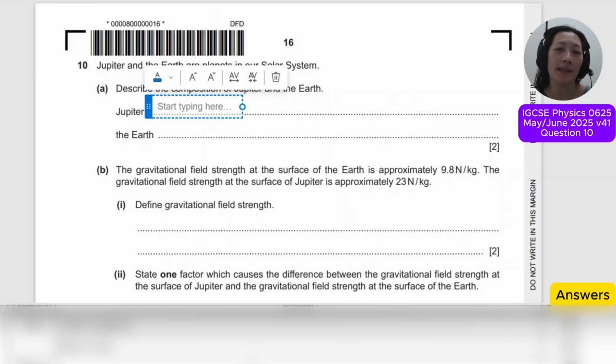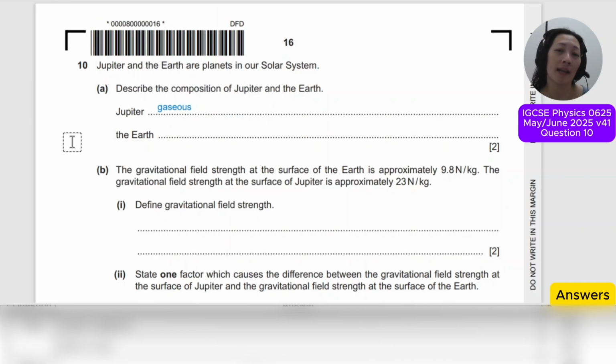So the 4 planets that are further away from the Sun are large and gaseous. So therefore, Jupiter is large and gaseous. However, you don't have to mention that it's large because the question only asks you for the composition. That means what the planet is made out of. So Jupiter is a gaseous planet.